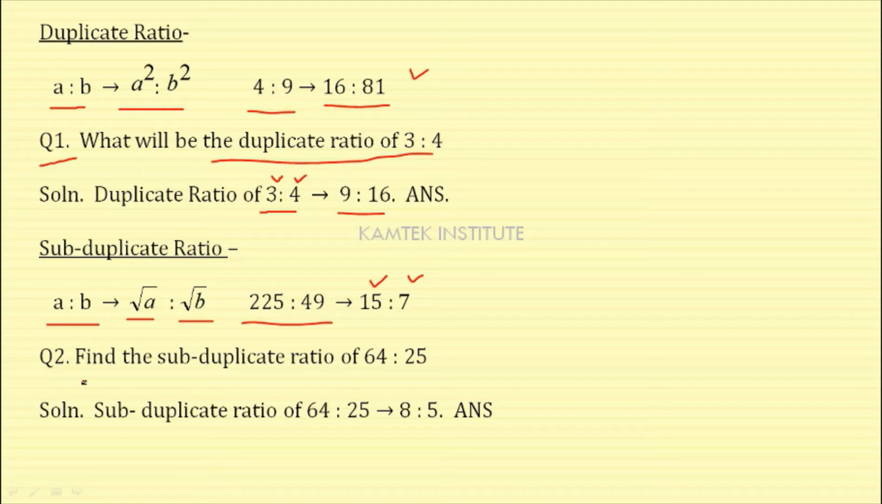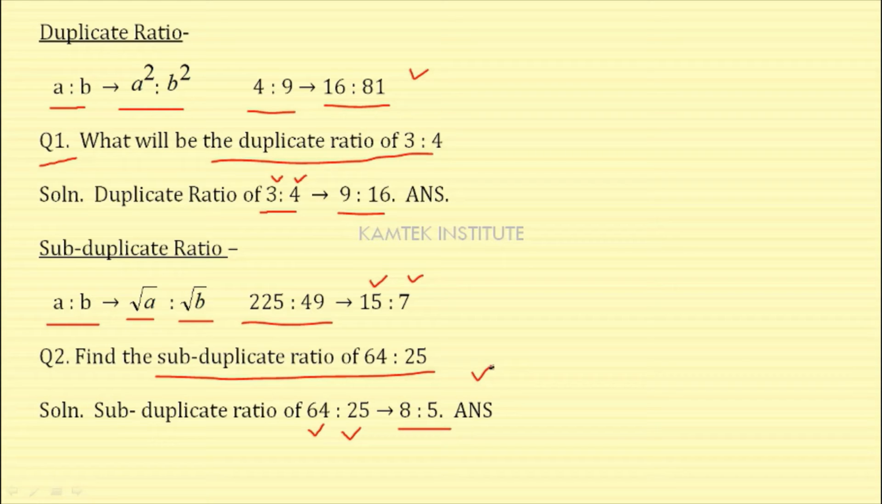So we come to question number 2. Find the sub-duplicate ratio of 64 ratio 25. So in order to find the sub-duplicate ratio of 64 is to 25, we have to take the under root of 64 and 25. So that will be 8 ratio 5, which is the answer to the question we're looking for.